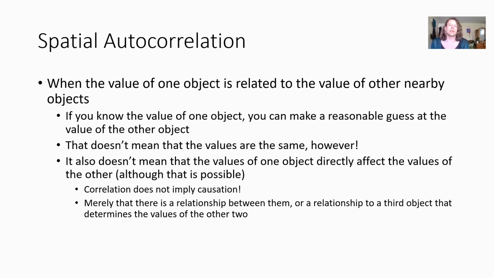possible. So one thing that's important to note here is that correlation does not imply causation. It merely means that there's a relationship between them. The relationship can be governed by something else, like a third object that determines the values of the other two.